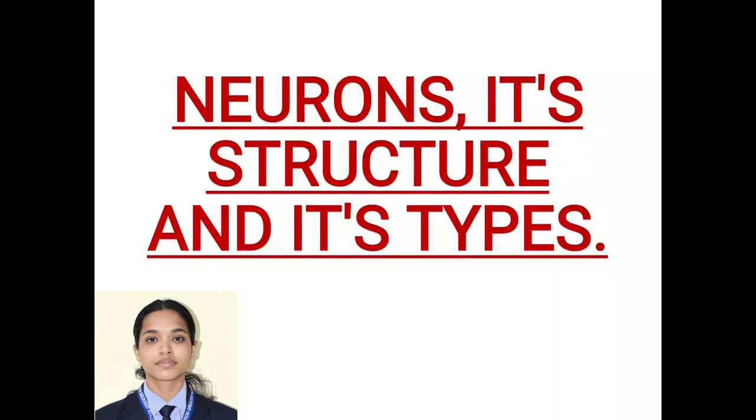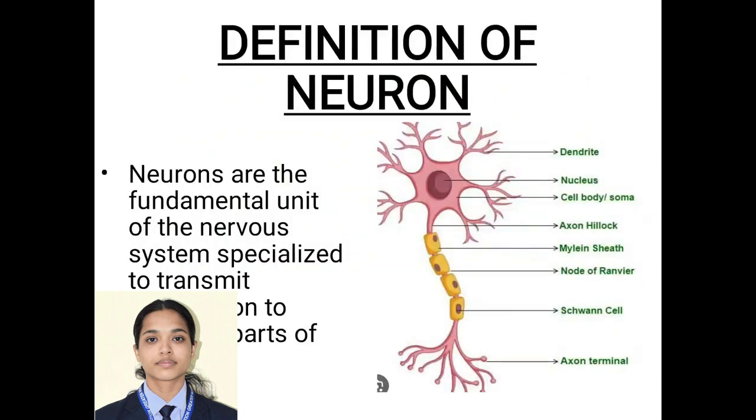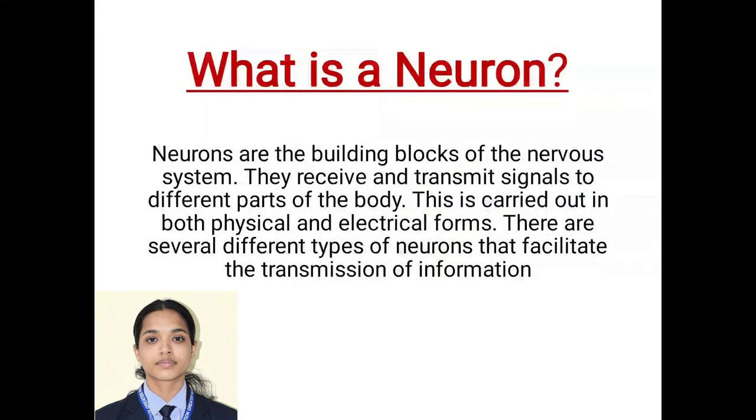Today I am here with a very interesting topic, that is neurons, its structure, and its types. First we will go with the definition of neuron. Here I had mentioned that neurons are the fundamental unit of the nervous system, specialized to transmit information to different parts of the body. Basically, what neurons do is that it is a unit of the nervous system and just transmits information to different parts of the body. So let's discuss in detail about neurons.